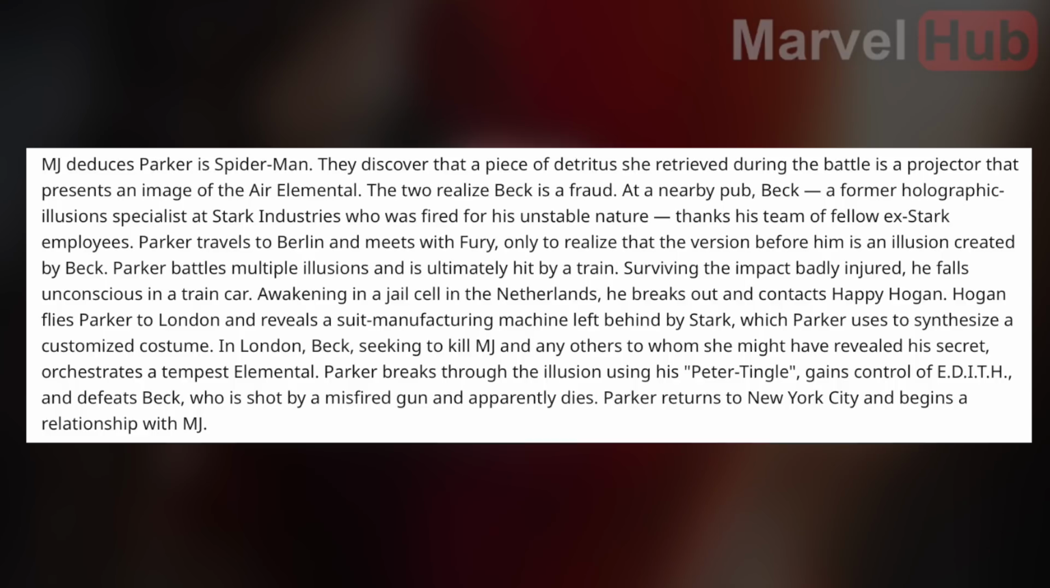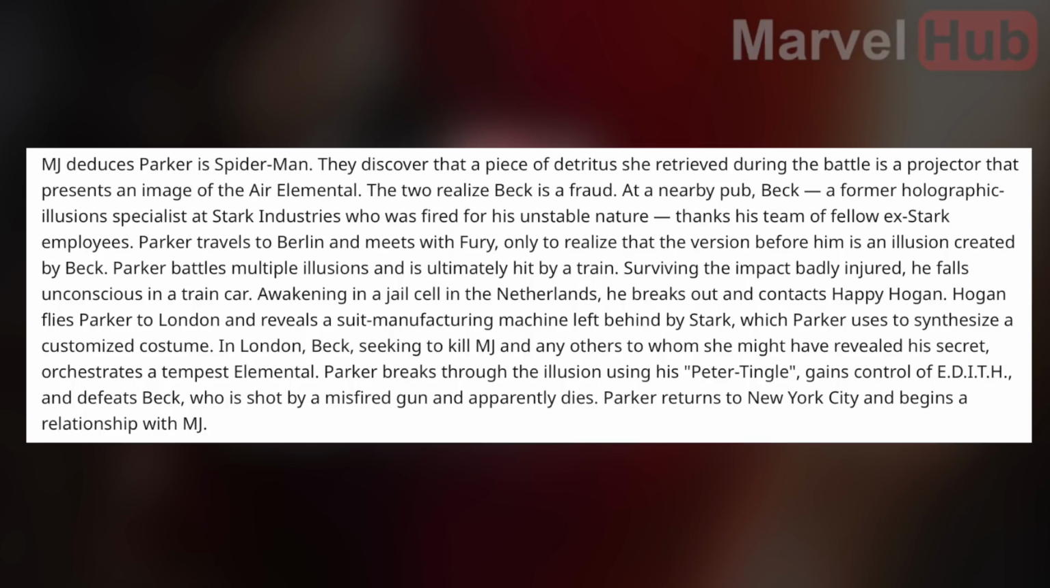Parker travels to Berlin and meets with Fury, only to realize that the version before him is an illusion created by Beck. Parker battles multiple illusions and is ultimately hit by a train. Surviving the impact badly injured, he falls unconscious in a train car. Awakening in a jail cell in the Netherlands, he breaks out and contacts Happy Hogan. Hogan flies Parker to London and reveals a suit manufacturing machine left behind by Stark, which Parker uses to synthesize a customized costume. In London, Beck, seeking to kill MJ and any others to whom she might have revealed his secret, orchestrates a Tempest Elemental.